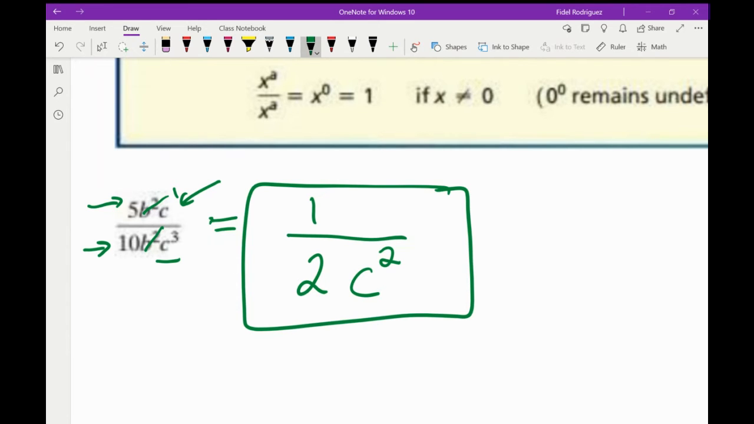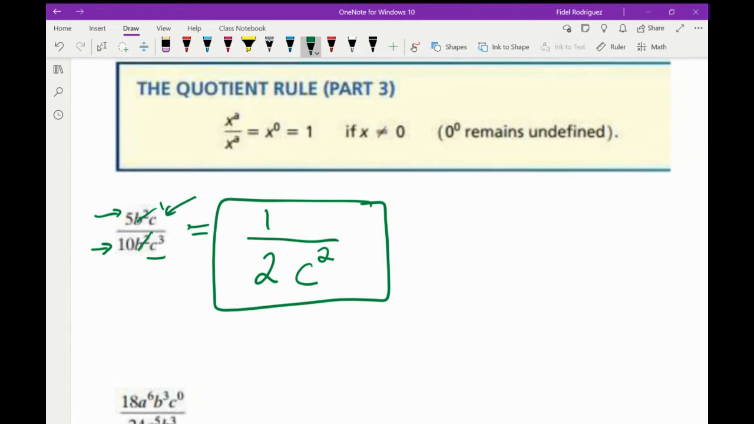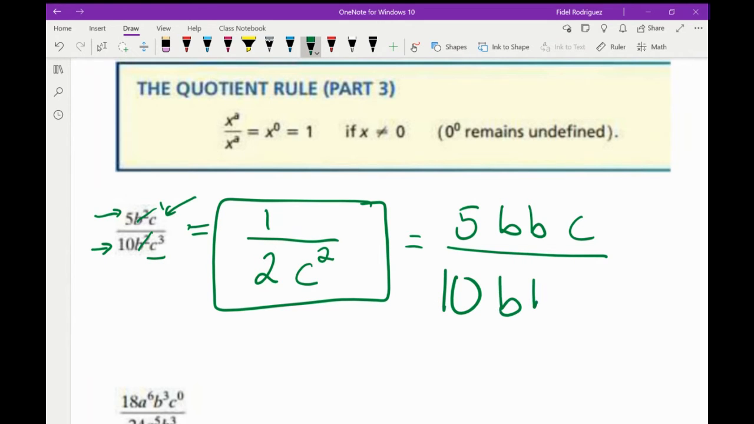And again, one way I could think about this, and this is really breaking it down, but I hope that the way I explained it makes more sense. One way I could do this is I could say, look, there's 5. B squared means that there's 2 of them. And there's a C, and then there's a 10, and B squared means there's 2 of those, and C to the 3rd means that there's 1, 2, 3. So the 5 and the 10 reduce to 1 over 2, right?